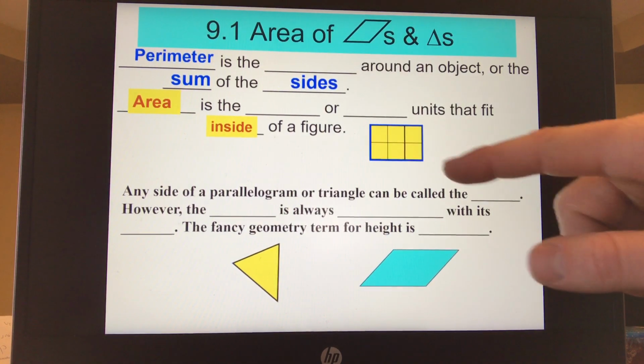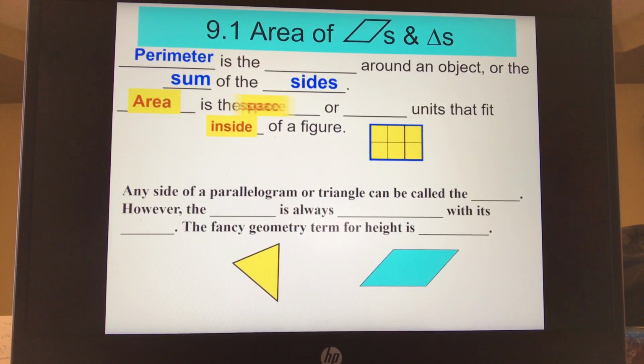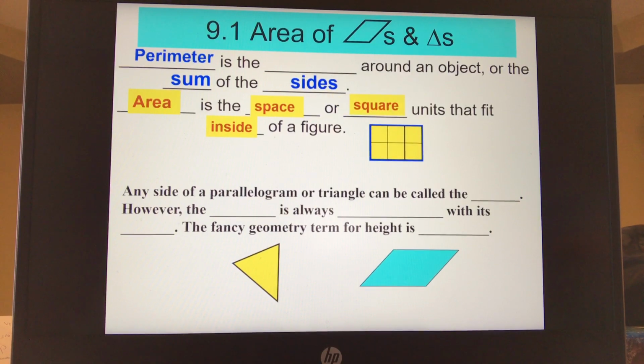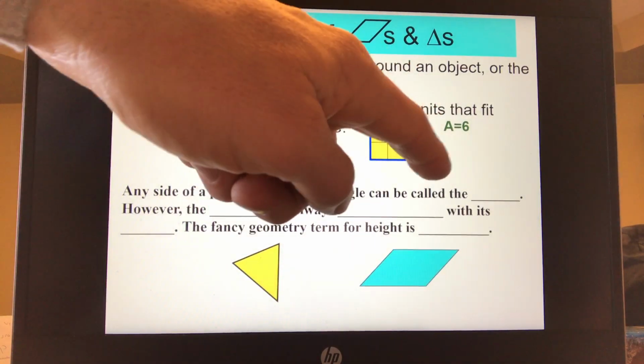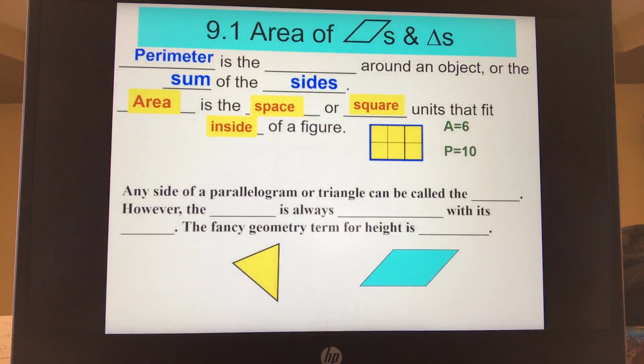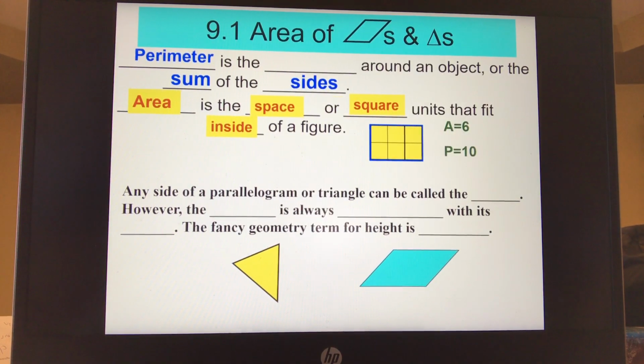So for example, this rectangle here, the area is those squares. There's a reason it's square units. It's literally a calculation of how many squares fit inside that figure. So the area of that thing would be 6. The perimeter would be adding up 2 plus 2 plus 3 plus 3, which would give you a perimeter of 10. So even though the title of this unit is area, you're still going to be finding perimeter throughout the unit in different applications.